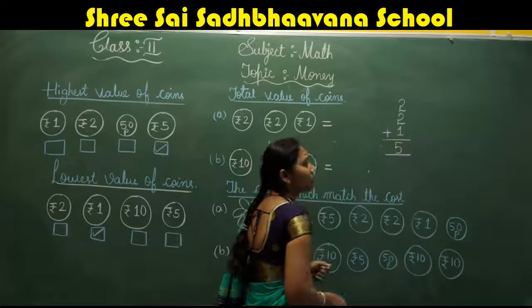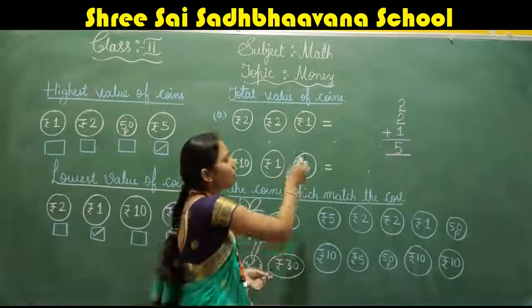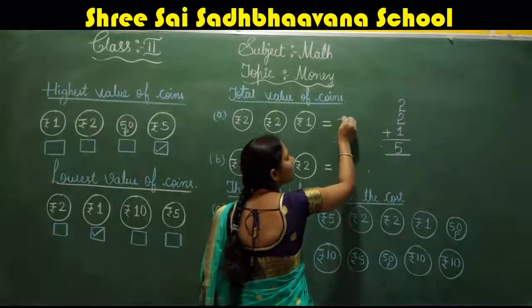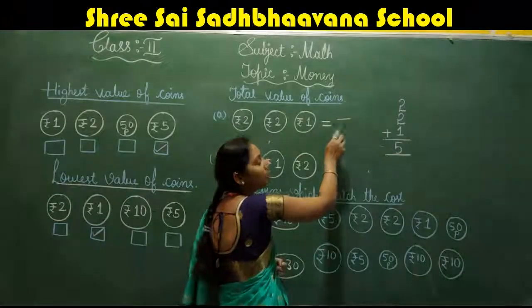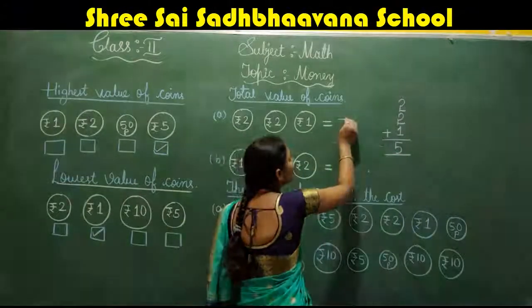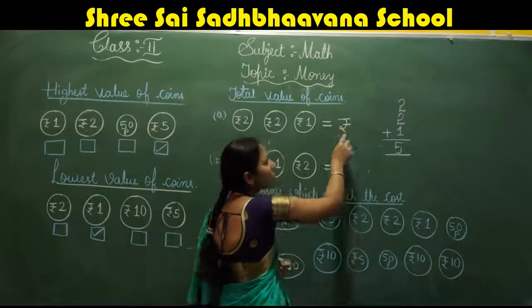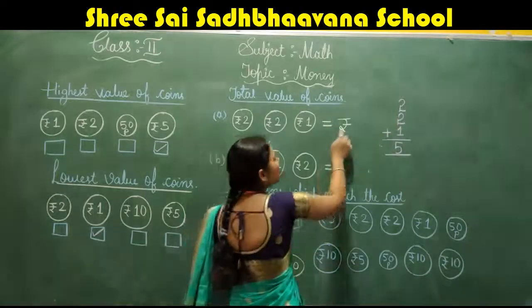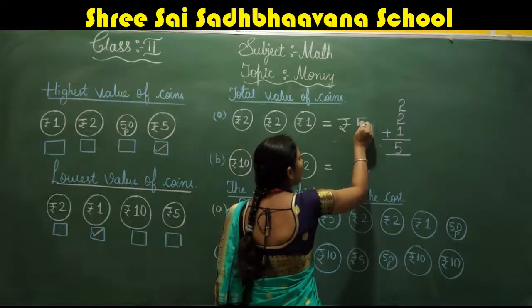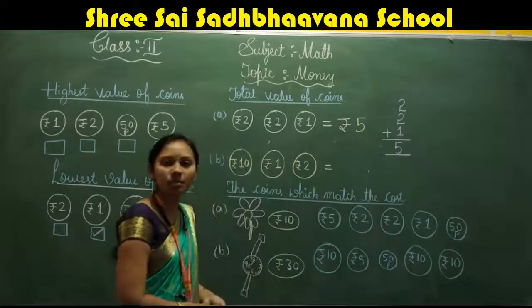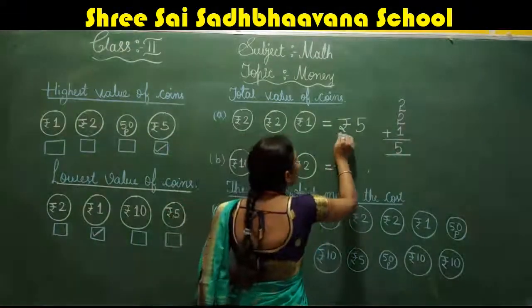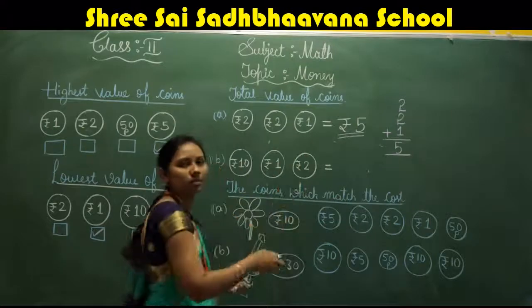Okay, so what is the answer we got here? Rupee 5. I told you that rupee is denoted with this symbol. This symbol denotes the rupees. Rupee 5. Right, children? Rupee 5 is your total of the coins you can see here.